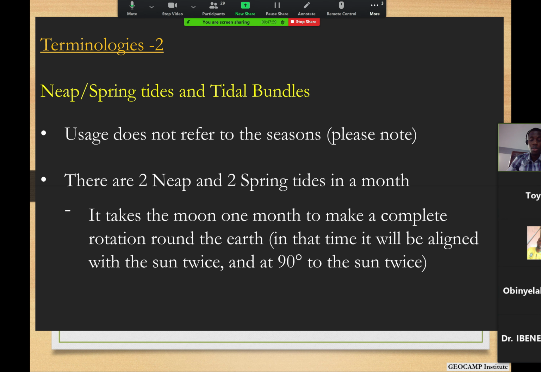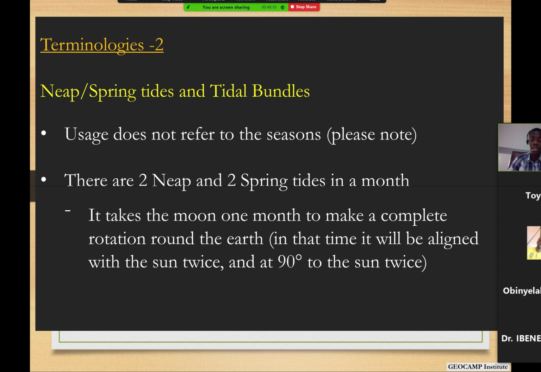One thing before we start talking neap and spring is that this neap and spring, we are familiar with the spring season. So these are not actually seasons. So when you hear spring, it's not referring to the spring season that we know. They are just referring to times within the month when the moon and the earth are positioned in certain ways. I will show you more of that in a moment. So in a month, there are two neap and two spring tides.